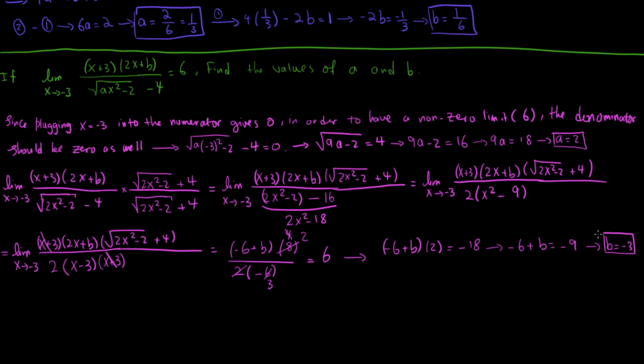Half of this question was not a thinking question. The part where I just multiplied both top and bottom by a conjugate and simplified, that's an application problem. The only thinking part of this was that you had to understand that in order for 0 over something to be equal to 6, the bottom also needs to be 0. That's the thinking aspect of this question. Okay, that basically finishes the limit unit.